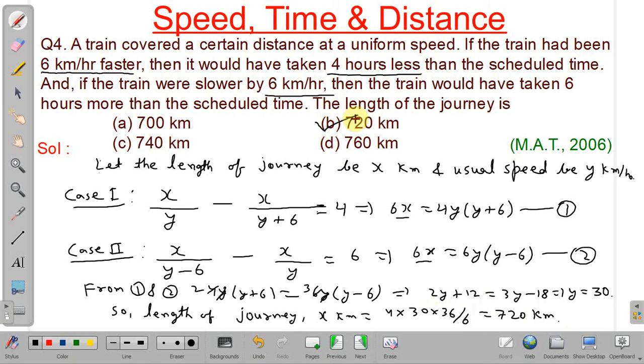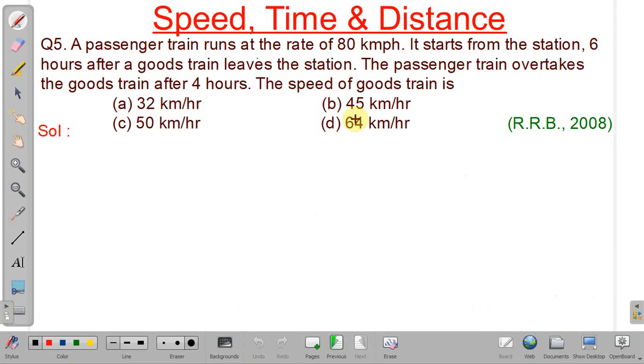We will discuss the next problem. See, in this problem what is given? A passenger train runs at the rate of 80 kilometer per hour. So the speed of the passenger train is given. It starts from the station 6 hours after a goods train leaves the station. So when the goods train leaves, after 6 hours, the passenger train will start. Then the passenger train overtakes the goods train after 4 hours. So we have to find the speed of the goods train.